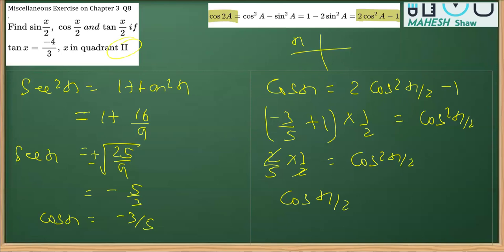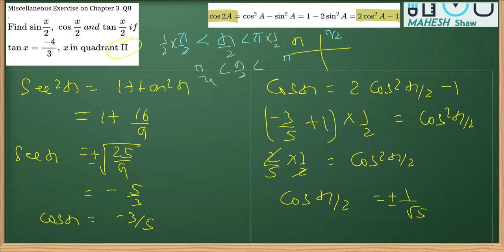So if I have to get cos x by 2, it is plus minus under root 1 by 5. Now we have to figure out in which quadrant x by 2 lies. We can see that x lies in the second quadrant, that is, x is greater than 90 degrees, pi by 2, and less than pi. But we need to get x by 2, so we multiply by half on all sides. We get x by 2 lies between pi by 4 and pi by 2. So it lies in the first quadrant, and in the first quadrant, all trigonometric ratios are positive. So we'll be writing positive.